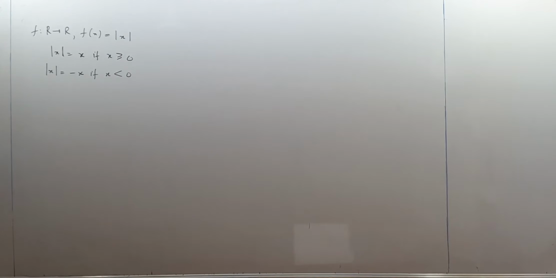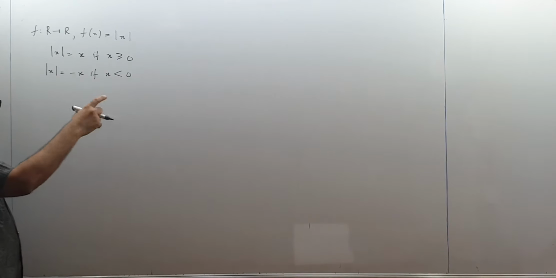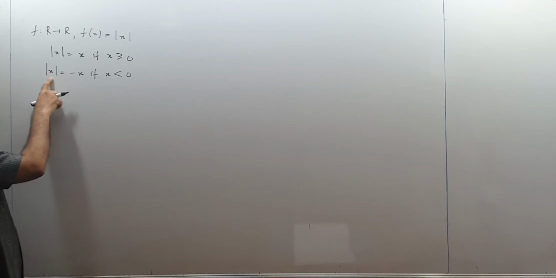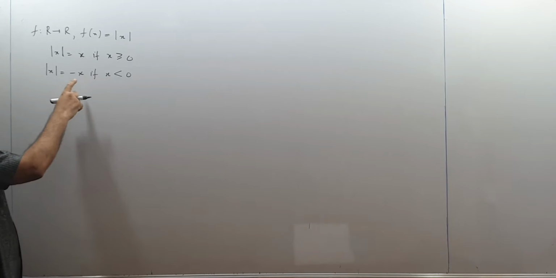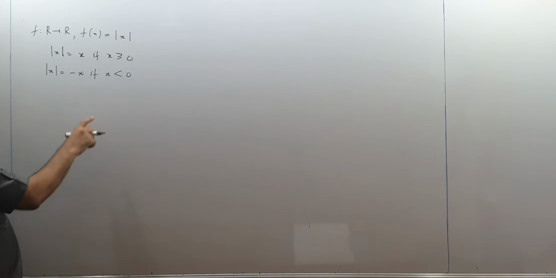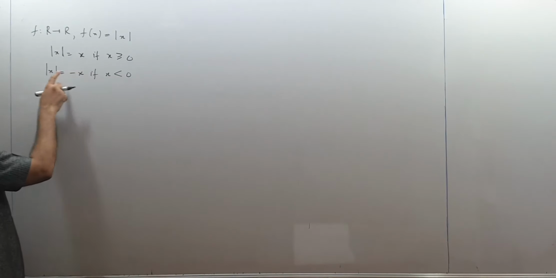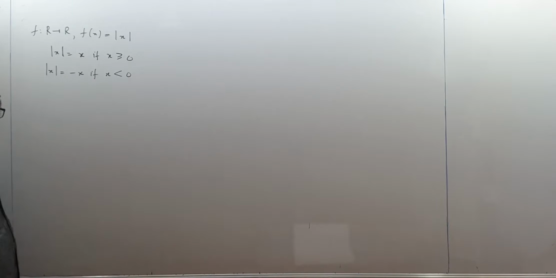So if x is a positive number, then you remove the mod sign and it's simply the number x. So mod of 7 will be 7, mod of 2 will be 2, mod of 3 will be 3, like this you have to think. Mod of 0 will be 0. And if a number is negative, say minus 1, minus 2, minus 3, then mod of minus 1 will become 1. If you take x as minus 2, mod of minus 2 will become 2.